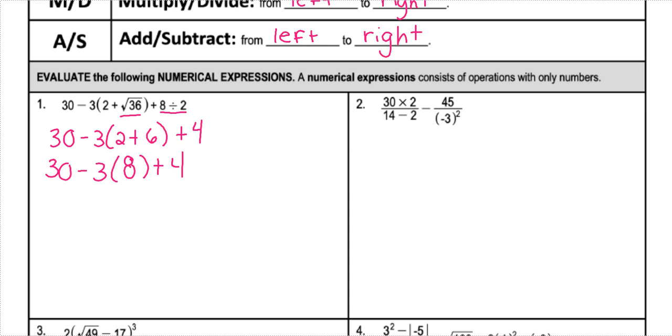All right, we have no exponents or radicals left, so we move on to multiplication and division. I have one set of multiplication here in the middle, so I'm going to simplify that first. And now I'm just down to addition and subtraction. Remember, we're going to work from left to right. So it has to go 30 minus 24, which is 6, and then add the 4 and get 10.